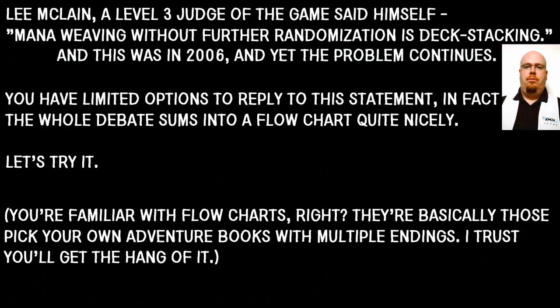So there's also this guy called Lee McLean, who's a level 3 judge, which is a regional events guy. You get up to 5 levels of judges, so he's about halfway up there, but there's not that many the higher you go. He himself said mana weaving without further randomization is deck stacking, and deck stacking is explicitly against the rules. But he said this in 2006, so despite it being a whole decade later, people still subscribe to this idea that they're allowed to stack their deck and basically cheat out advantages of people.